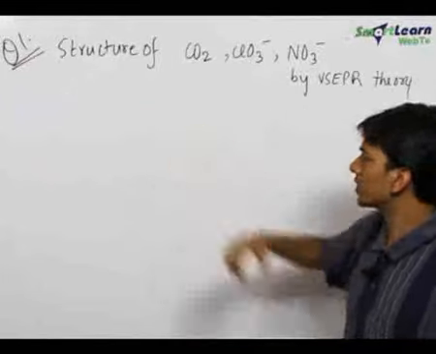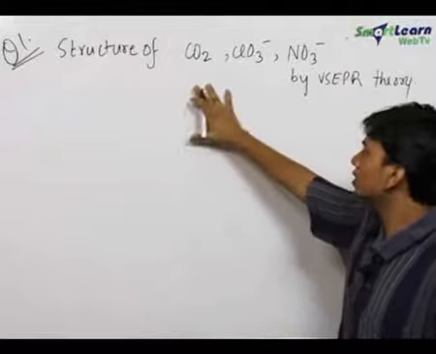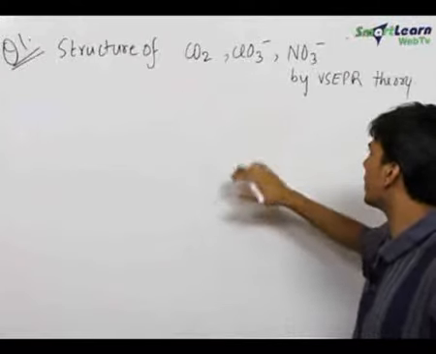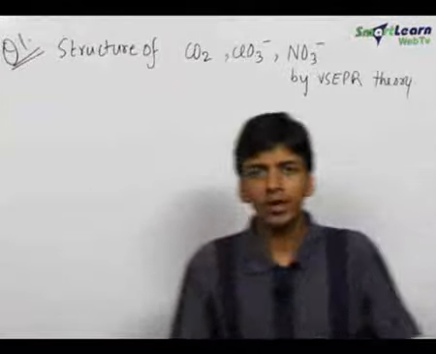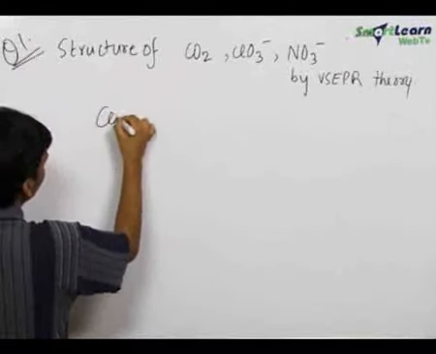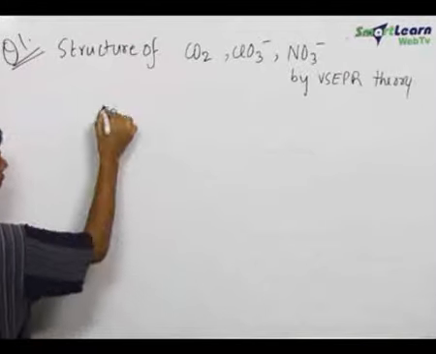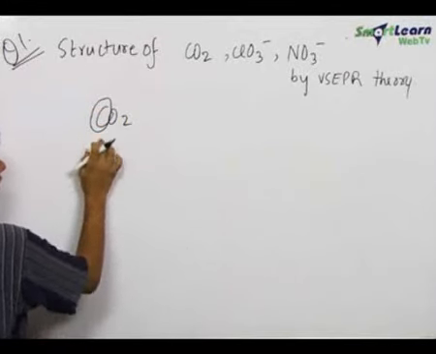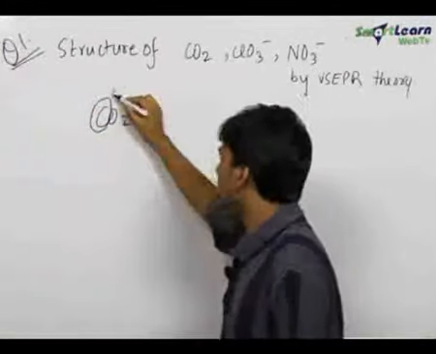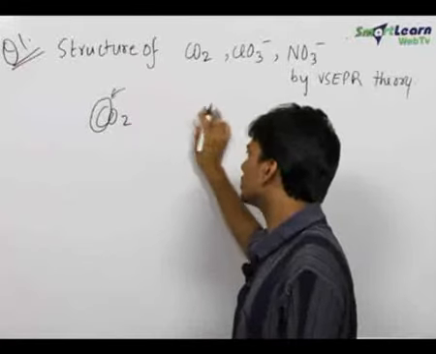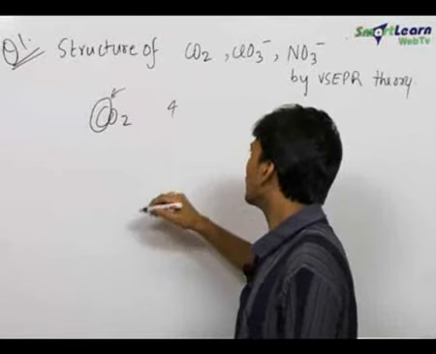So the first question that we have in hand is, we need to find out the structure of CO2, ClO3 minus and NO3 minus by VSEPR theory. So let us first start with CO2. First step that you should do is that you should find out the number of electrons in the outermost shell of the parent atom, the central atom over here, which is carbon. The number of electrons in the outermost shell of carbon is 4.